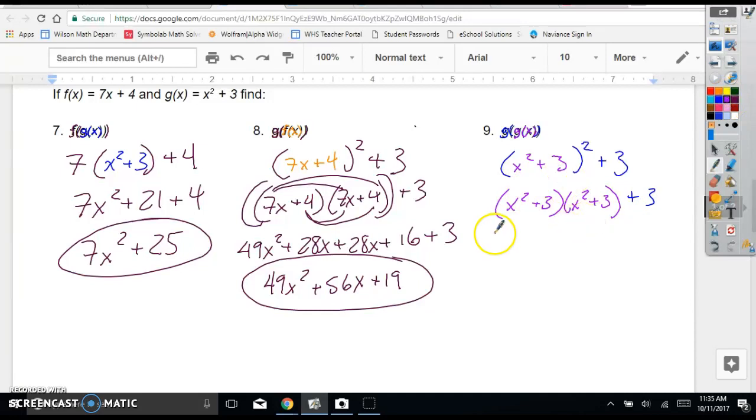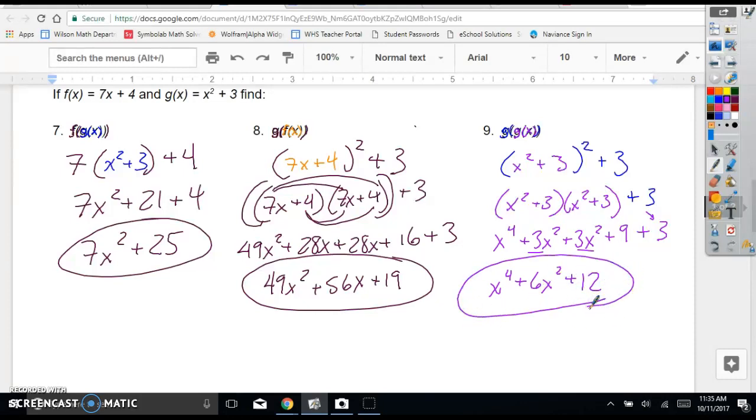So let's go ahead and FOIL here. I got x to the 4th plus 3x squared plus 3x squared plus 9 plus 3. This one's just rewritten on the end. So combine like terms: x to the 4th plus 6x squared plus 12. Okay, and that's it for compositions.